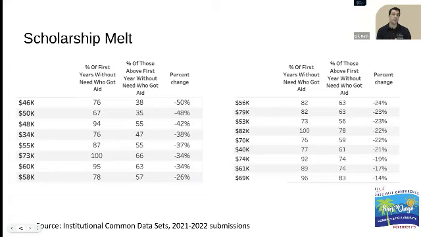The next column over is the percentage of first years without need who got aid. So that's the share of students who had no need, but received some type of merit aid. Then this next bar is how many graduated with that same aid. In short, if we use this very first one at a $46,000 a year sticker price, 76% of students who did not demonstrate need received some type of merit aid, but only 38% graduated with the same aid.